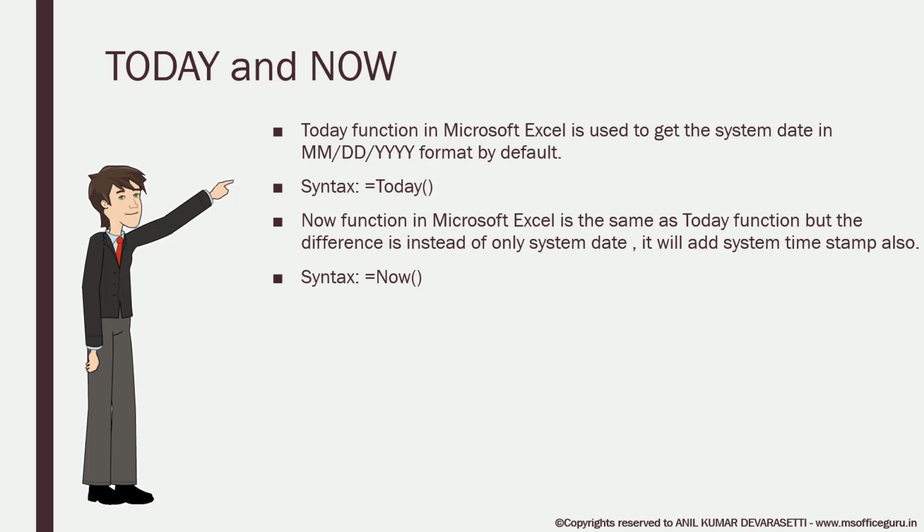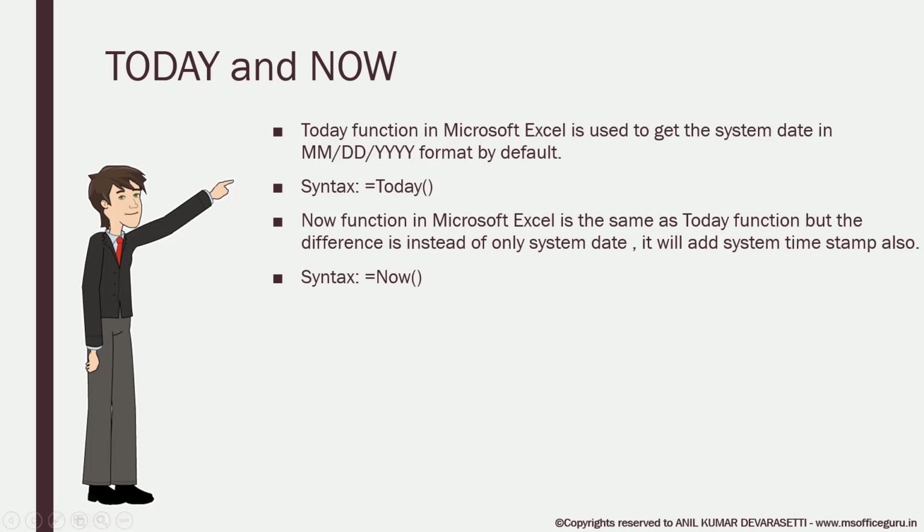NOW function. The NOW function in Microsoft Excel is the same as the TODAY function, but the difference is that instead of only the system date, it will add the system timestamp also. The syntax for the NOW function is =NOW(), open parenthesis and closed parenthesis. TODAY and NOW functions do not require any function arguments. If you want to learn more about function arguments, please check out my working with Excel functions video.